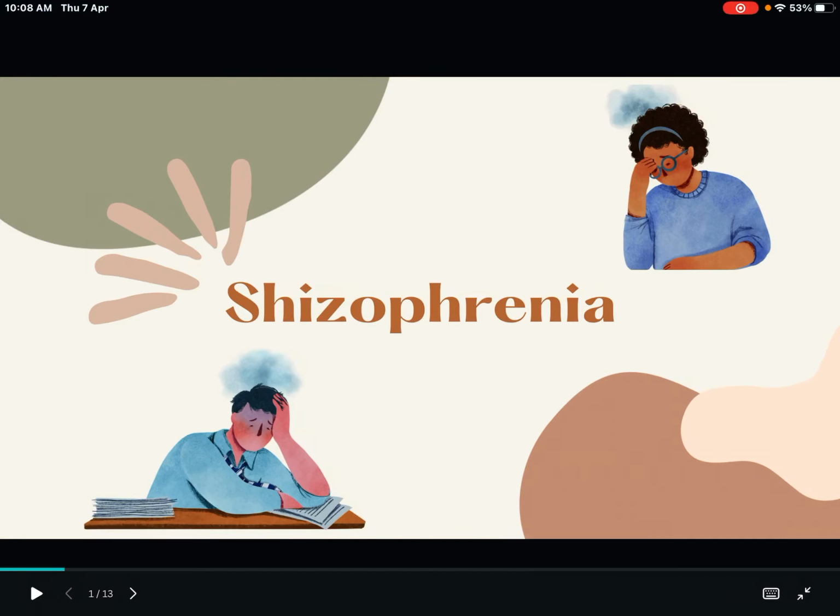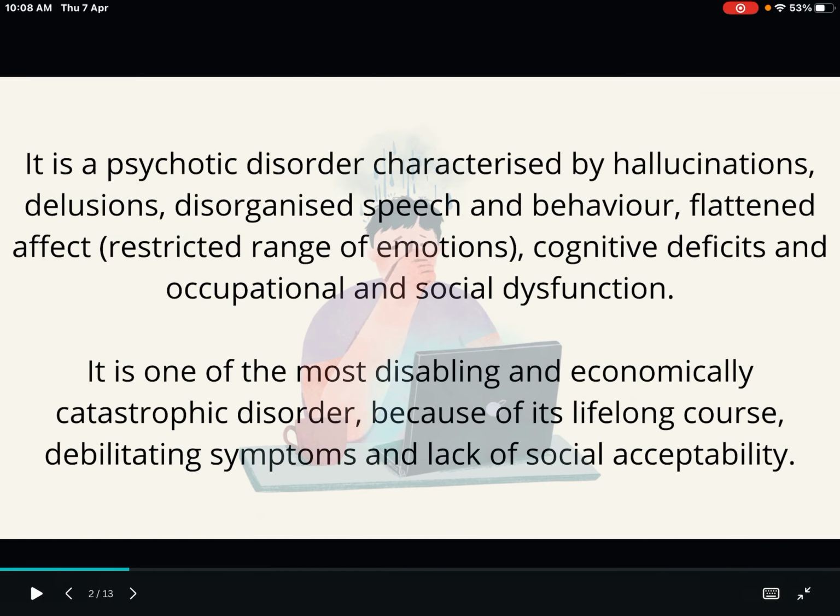Schizophrenia. It will be coming as a 4 marker in our university examinations, and I have taken my points for this module from Manipal Exam Preparatory Manual for Medicine. So let's see what all you have to write if schizophrenia is as a 4 marker. First of all, you have to write the definition.